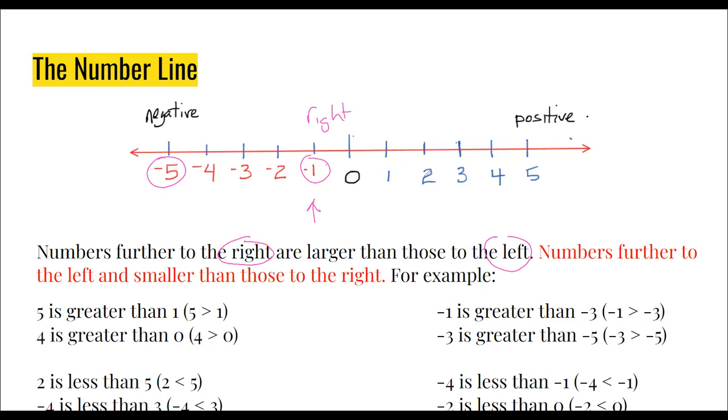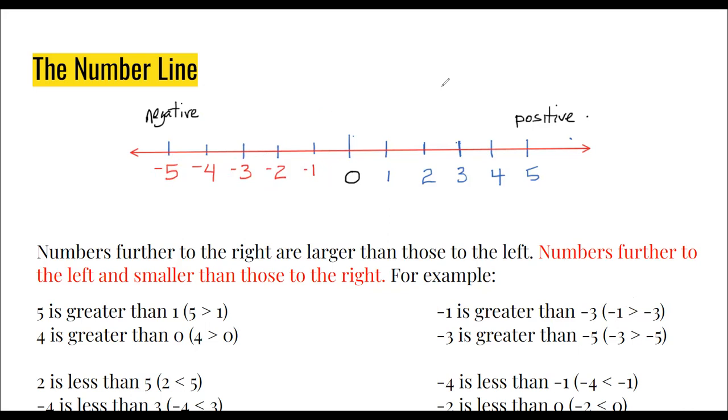So here's my example. -1 is greater than -3. Is -1 further to the right than -3? Yes, it is. So that's why -1 is greater than -3. And what about -3 and -5? Which one is larger? Negative 3. -3 is going to be larger, that's correct.